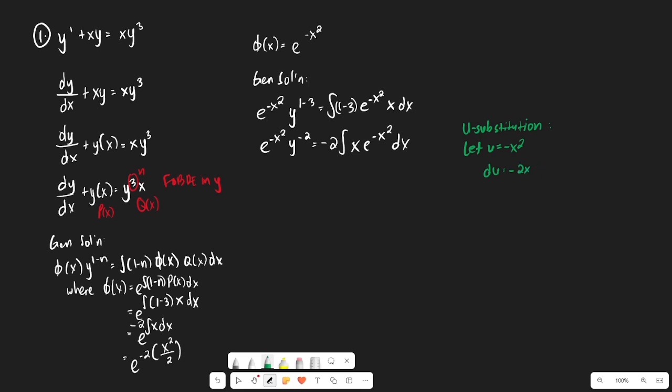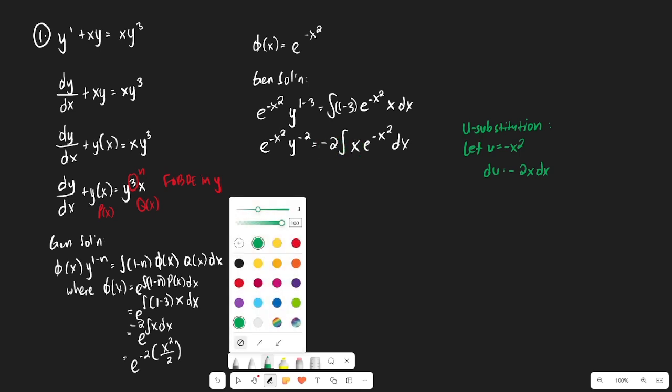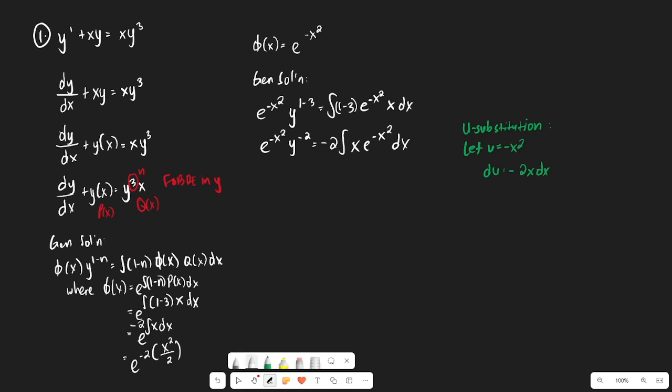But why do we want this? Because we can actually see negative 2x right here, negative 2 and x, negative 2x. Given that, we can rewrite our equation into something like this.